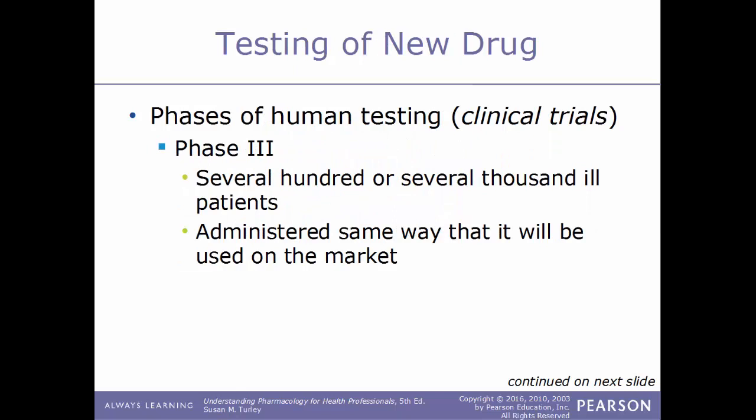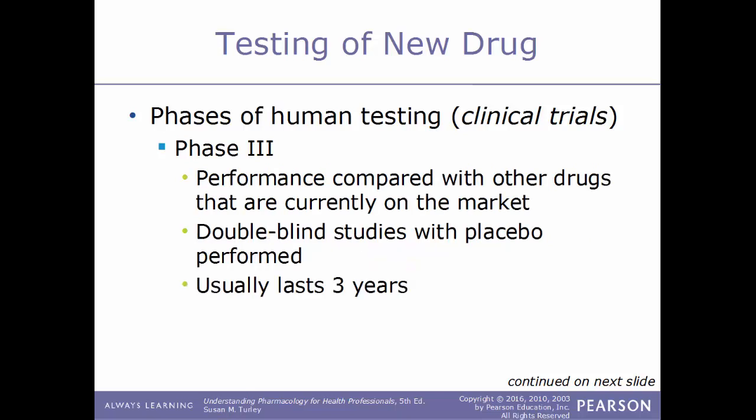Now we move on to phase 3 of the clinical trials. This will involve several hundred or several thousand ill patients. At this stage, the drug will be administered the same way it will be used on the market. Frequency, dosage, route of administration, everything would be exactly the same as if it were already approved to be sold. The performance is compared with other drugs that are currently on the market, and this is where you'll have double-blind studies with placebos performed. This phase will take about 3 years.